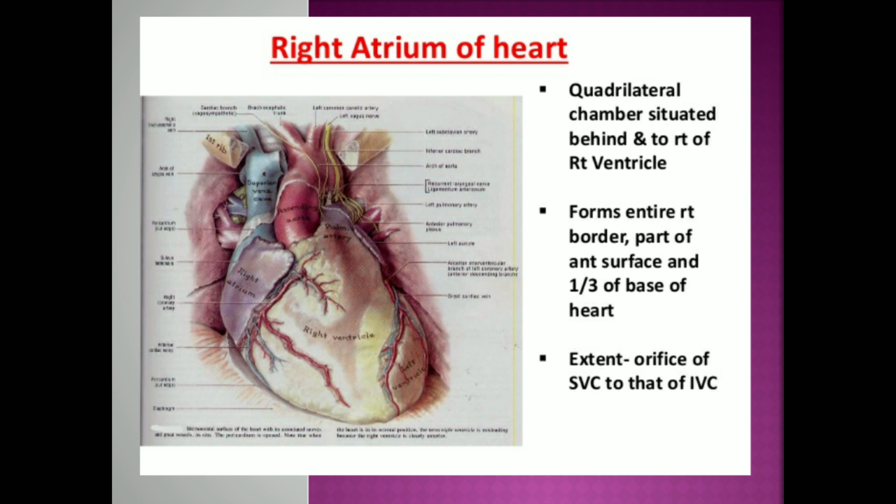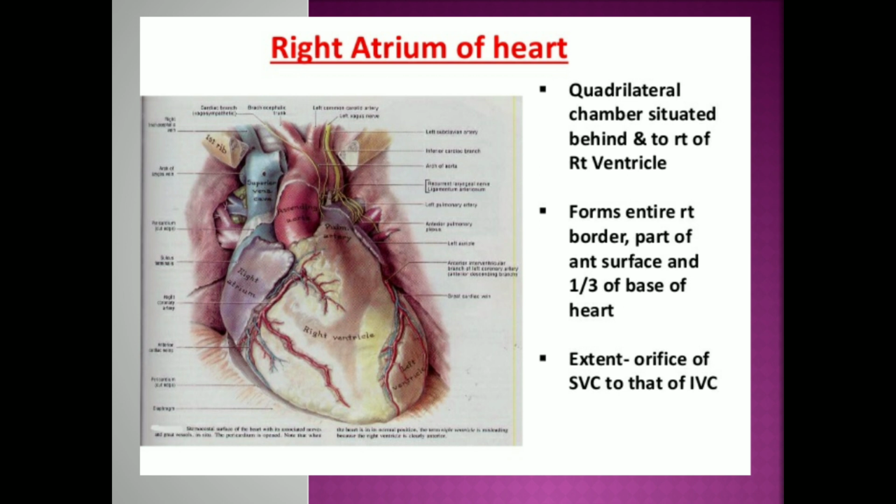In this figure you can see this part is called the right atrium. First we'll deal with the external features of the right atrium. It forms the sternocostal surface, the right border and one third of the base of the heart.